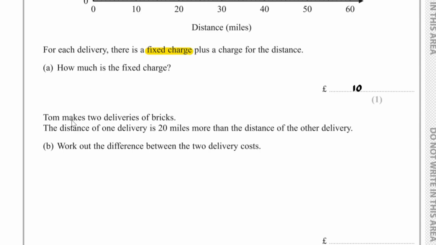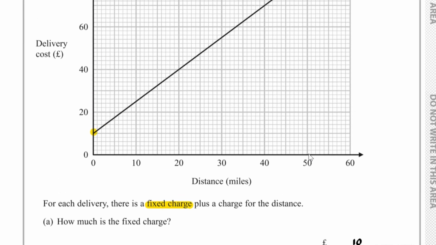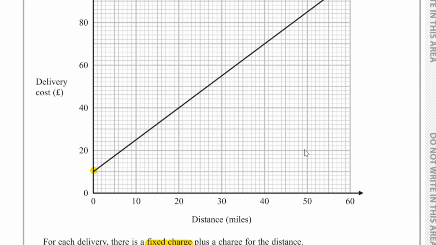For part B of the question, Tom makes 2 deliveries of bricks. The distance of one delivery is 20 miles more than the distance of the other delivery. We have to work out the difference between the 2 delivery costs. Well, if the distance of one delivery is 20 miles more than the distance of the other delivery, what will the distance for 20 miles be?